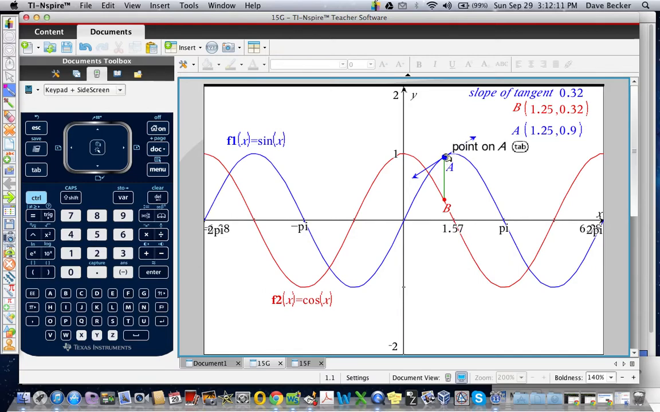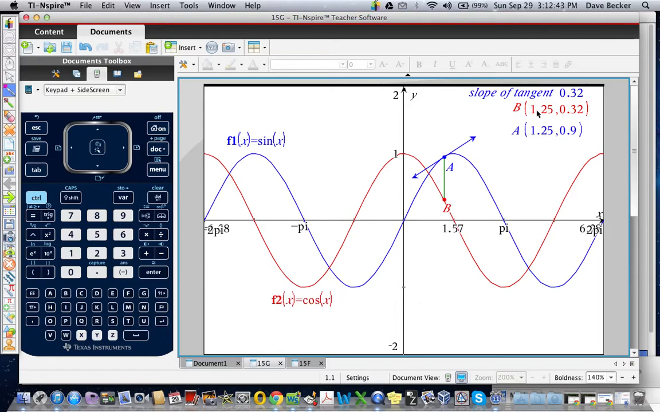So right here, at this point, the slope of the tangent to the curve, or the slope of sine, is equal to 0.32, okay? Which means the derivative at this particular value of x is 0.32, okay? And the first thing I want you to look at is that the coordinates of A are the same as the coordinates of B, okay? And B is a point on the graph of cosine x.